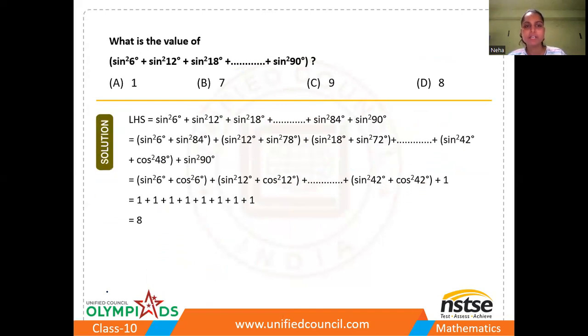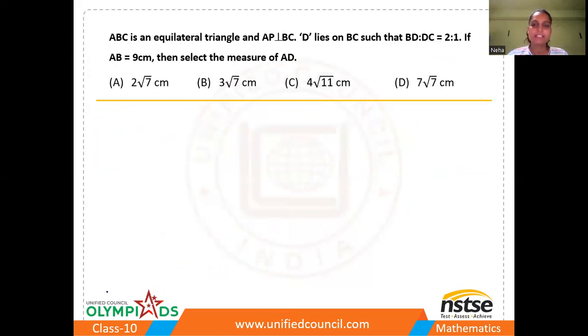Alright, let me show you the detailed solution for this question. Very nice. Now the next question, and in this question they are talking about an equilateral triangle. So equilateral triangle is what? Whenever all sides of a triangle are equal, it is called an equilateral triangle, right? So ABC is an equilateral triangle and AP is perpendicular to BC. D lies on BC such that BD to DC is 2:1. If AD is equal to 9 centimeter, then select the measure of AB.